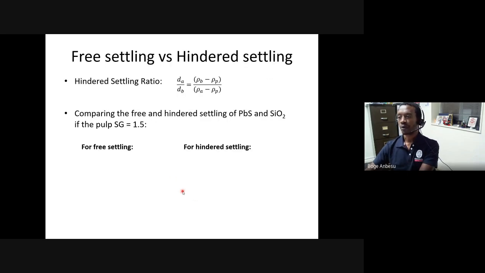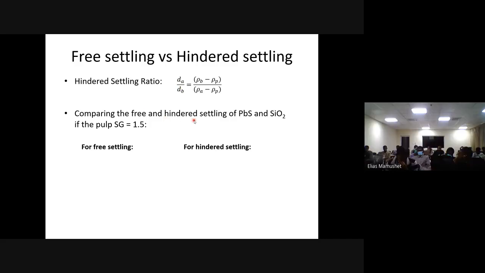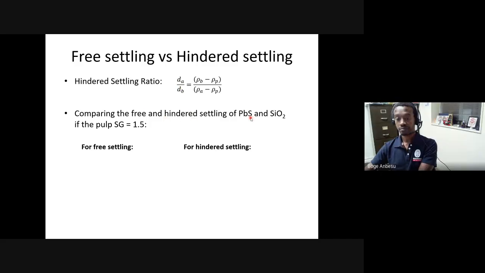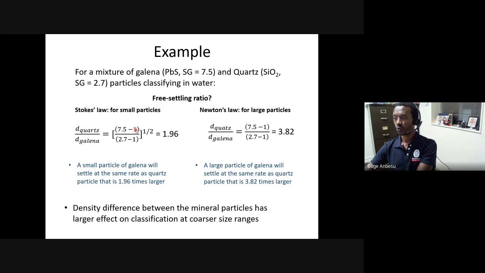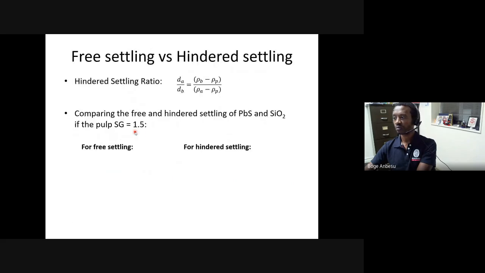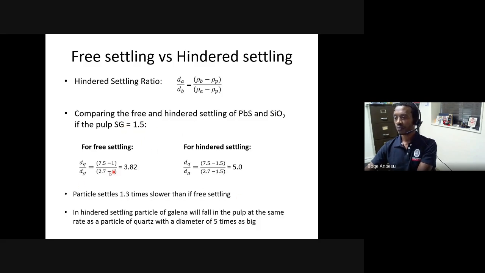Again, we can do the same for hindered settling conditions. Okay. And for hindered settling conditions with two particles of different sizes and different densities, you can, for example, go back to the same example, lead and quartz, as we did earlier. But instead of using water, and I don't know if you noticed, here I used 1 for the density of water. Now maybe the pulp is not of density 1, maybe it's 1.5 gram per centimeter cube. Okay, so in that case, specific gravity is about 1.5. Then you can do the same calculations.